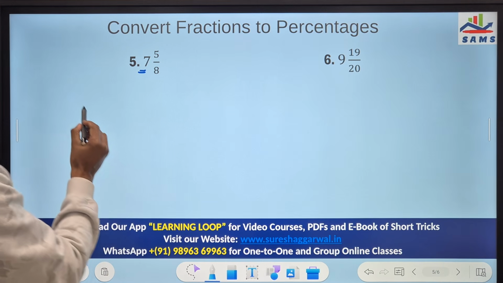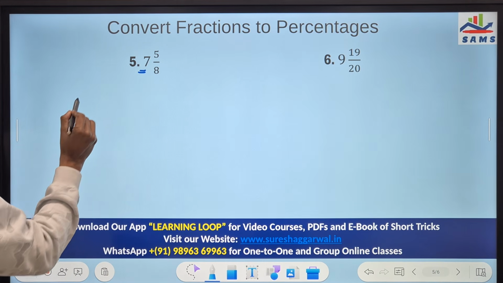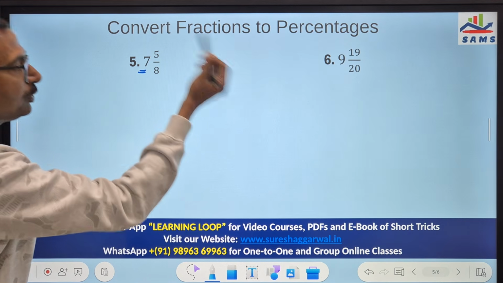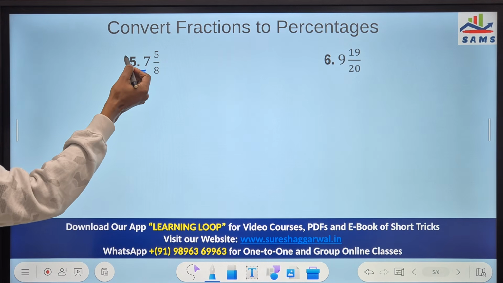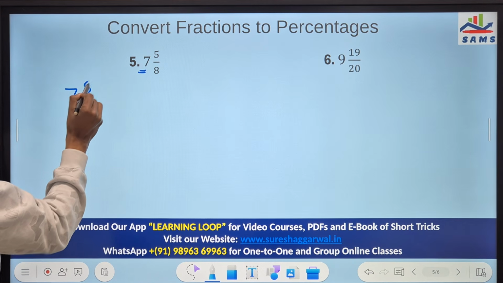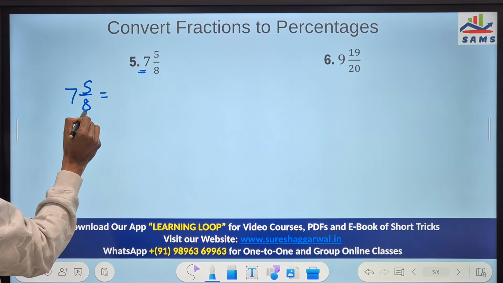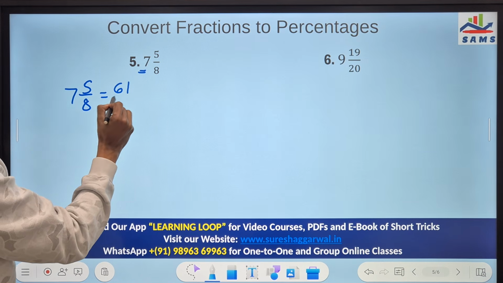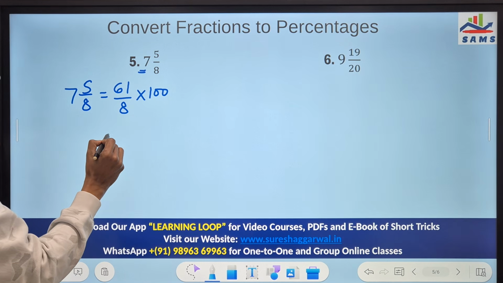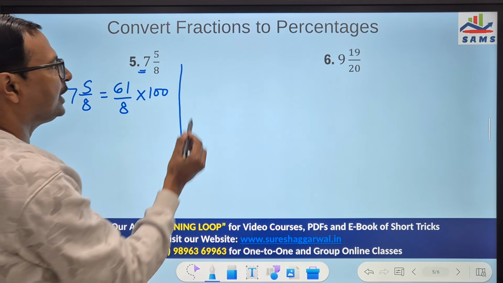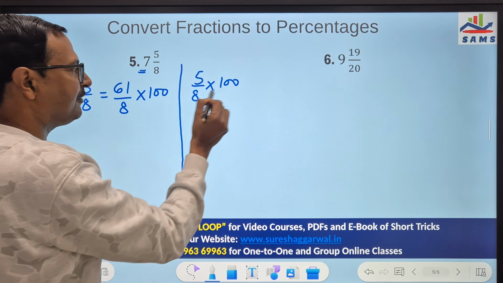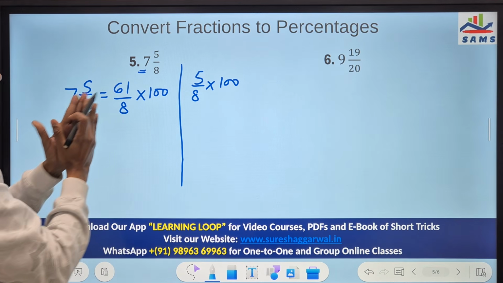Okay. So 7 5 by 8. Either I can do 700 plus convert 5 by 8 to percentage, add it to 700, or I can do the conversion. 7 5 by 8 is 7 8s are 56 plus 5, 61. So 61 upon 8, and now I can do multiplication by 100 and get my percentage, or you can do 5 by 8 times 100. So you will get a different percentage here. So I'll do it both ways.